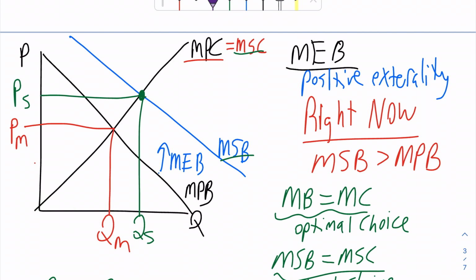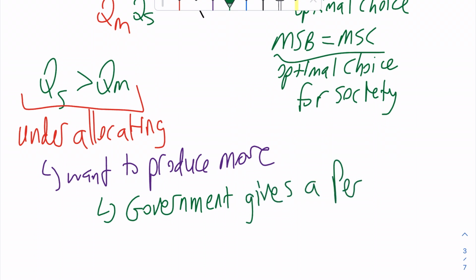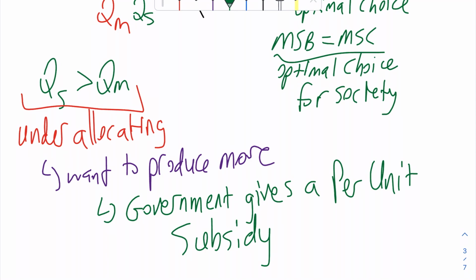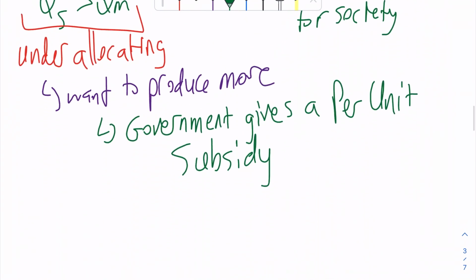So then what do we need to do? Well, the government sees that society would be better at a higher quantity. But the market is like, well, we can't afford to do more quantity. So what does the government do? The government gives a subsidy. The government gives a per unit subsidy. And the per unit subsidy is going to be equal to the external benefit, that extra benefit to society. That is the per unit subsidy.